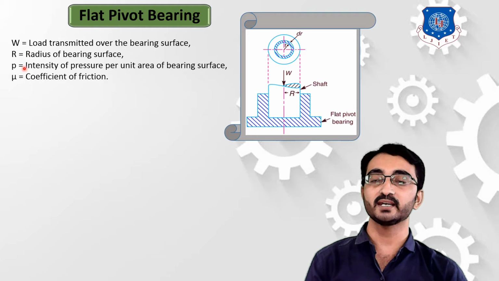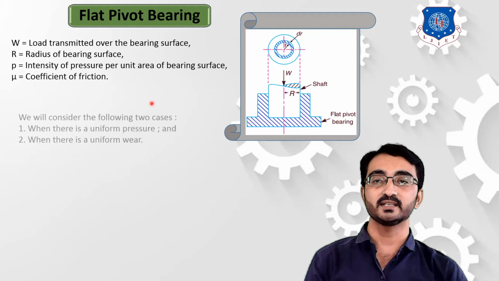Okay, then we can consider P as the intensity of pressure which is uniformly acting on this surface, and mu, which is known as the coefficient of friction, because here, due to rotation of this shaft, friction will be developed. Okay, so now let's consider the designs.